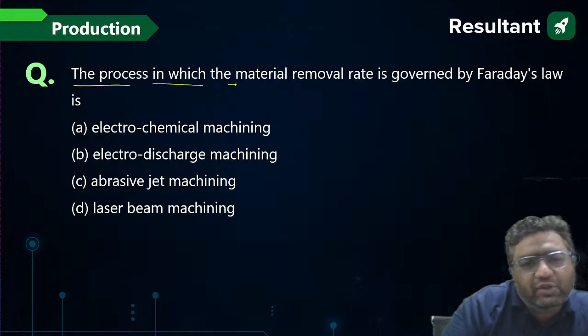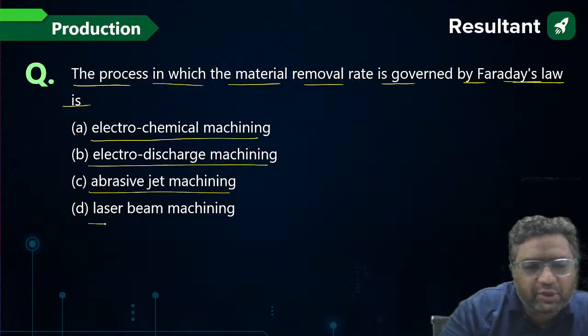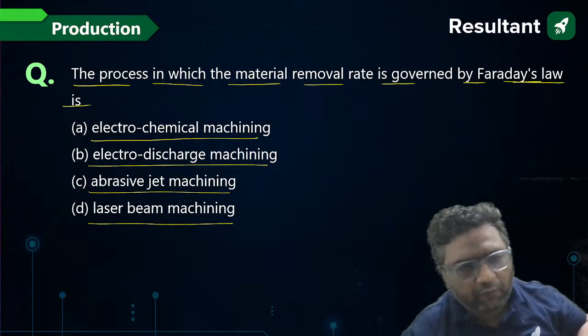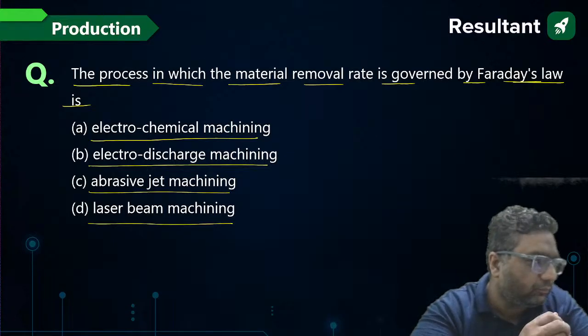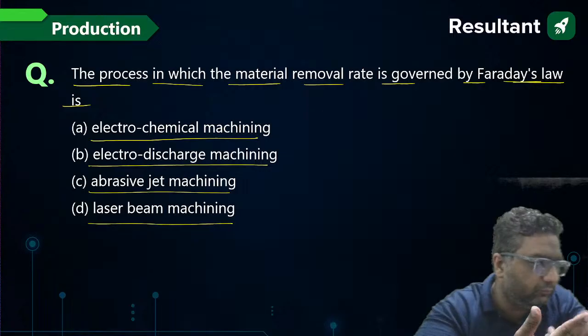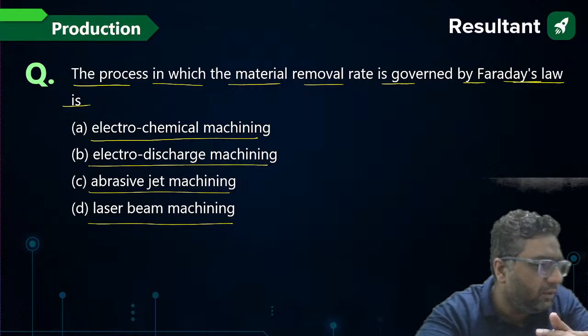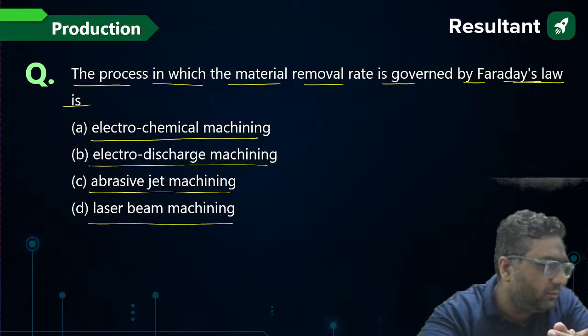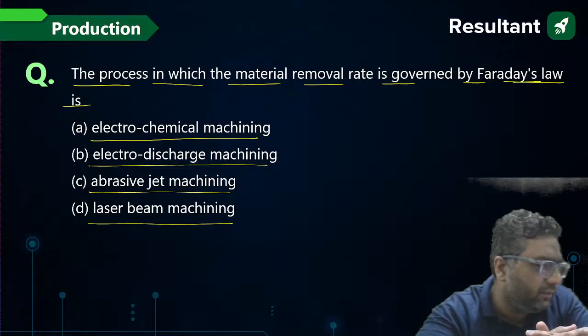The process in which the material removal rate is governed by Faraday's law is electrochemical machining, electro-discharge machining, abrasive jet machining, or laser beam machining. Which of the process uses Faraday's law? Yes, Chess Chips, Tintu, Satyam, Gokulan. This is an easy question. I hope everybody will be able to answer it.